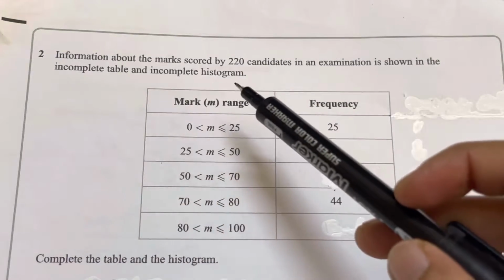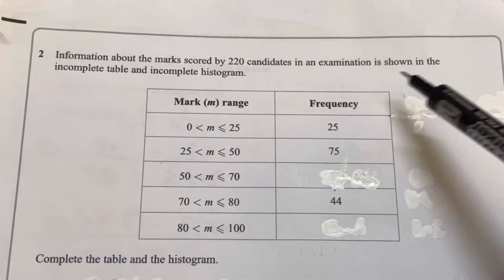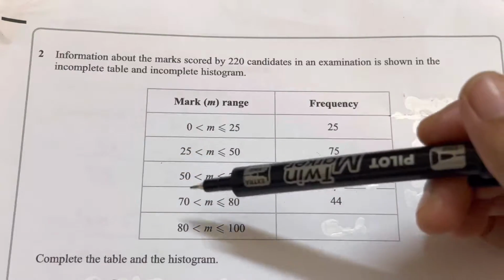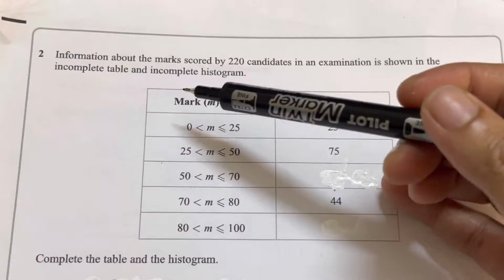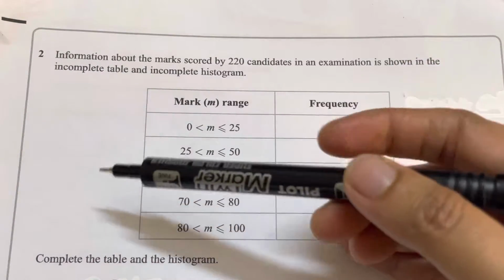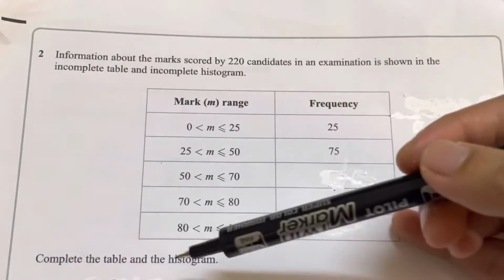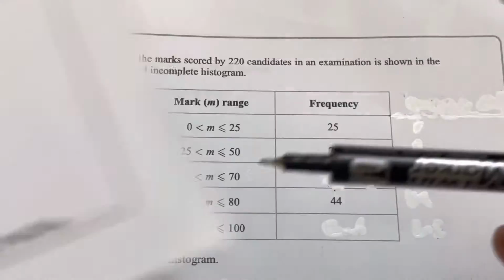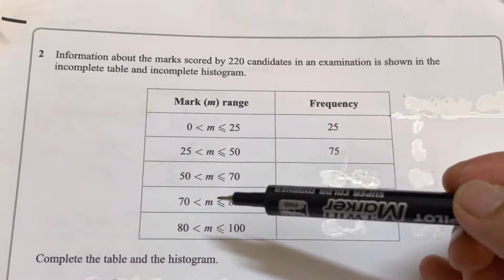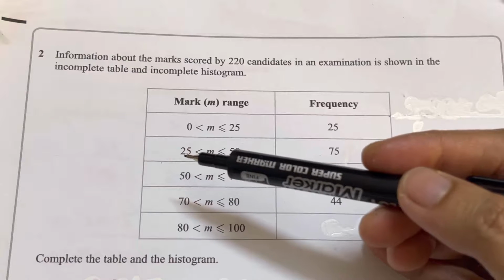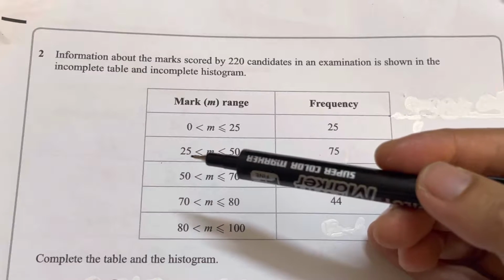Information about the marks scored by 220 candidates in an examination is shown in the incomplete table and incomplete histogram. So you have been given the marks and some frequencies. There are some missing frequencies and you need to complete the table and the histogram. So we have a histogram which we need to complete. Now, what is frequency? How do you calculate frequency density?